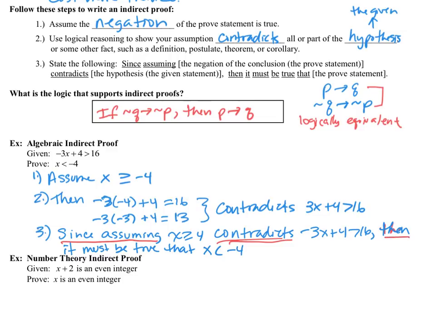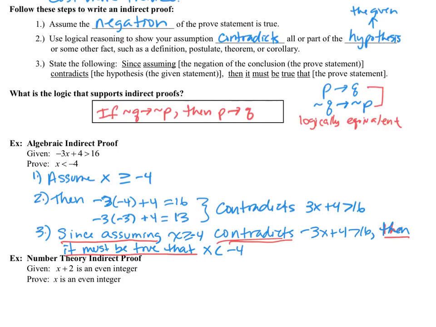Okay, so let me just highlight what happened here. In every indirect proof, we'll state the same thing. We'll say since assuming, and then we'll put what our assumption was. Oops, I have a typo there. I left out the negative sign. Sorry about that. So since assuming that x is greater than or equal to negative 4, then we'll say contradicts and put your given statement here. Then finish up with the phrase, then it must be true that x is less than negative 4. That was our original proof statement.